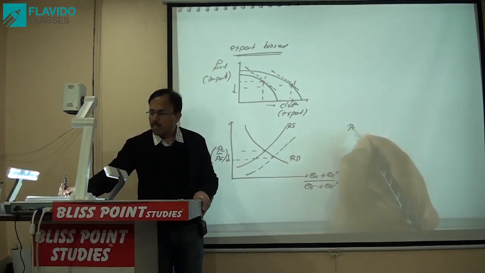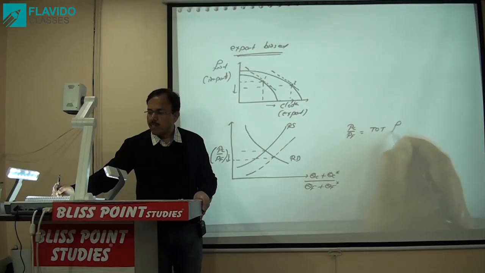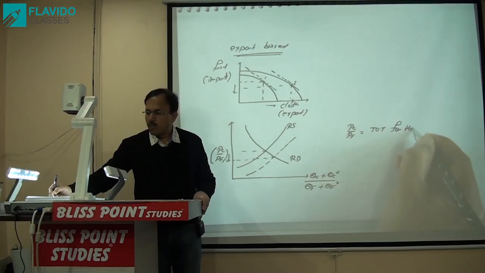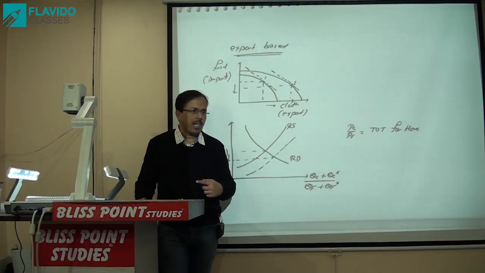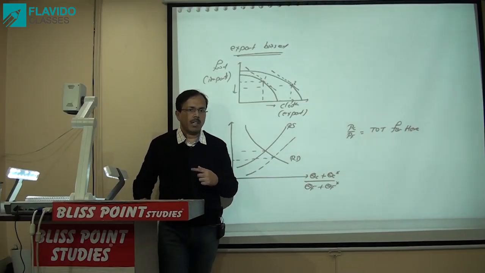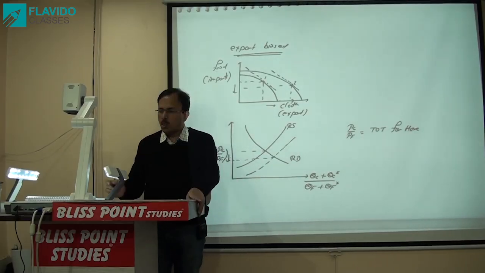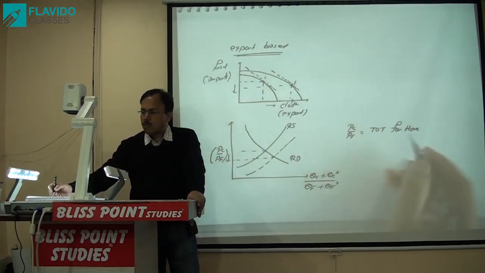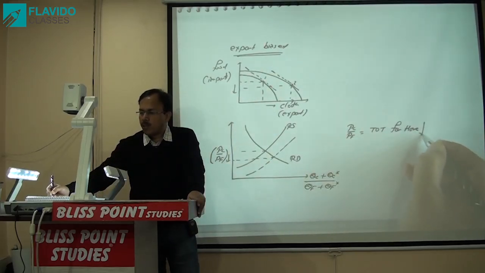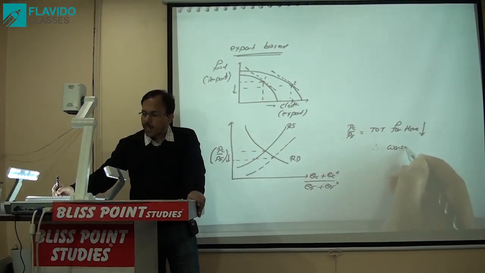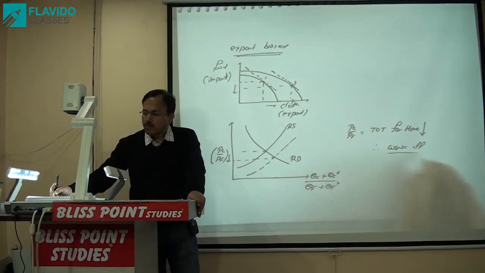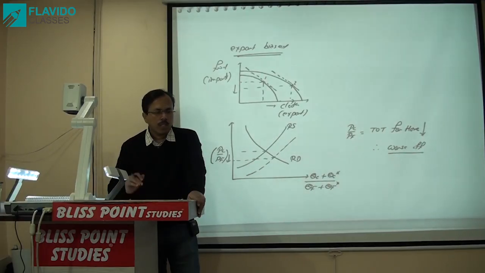And remember that PC upon PF is nothing but the terms of trade for the home country, because we are assuming that the home country is labor abundant and cloth is labor intensive. So due to export bias growth, the terms of trade for the home country will deteriorate, and because TOT is deteriorating, we can say that due to that factor, the home country will be worse off.